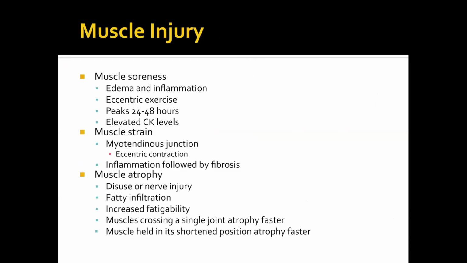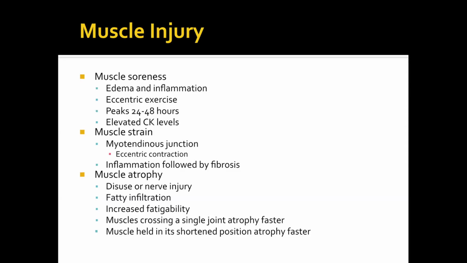Usually, this is eccentric exercise. Again, that eccentric exercise is so important to know. Honestly, whenever I would take a test question, I wasn't sure, I would always guess eccentric, and most of the time it's correct. You peak 24 to 40 hours at soreness, and elevated CK levels can be noted. Muscle strain is usually at the myotendinous junction. Again, it can occur at eccentric contraction, but it most commonly occurs at eccentric. And then for healing, inflammatory phase is then followed by fibrosis, and that's important.